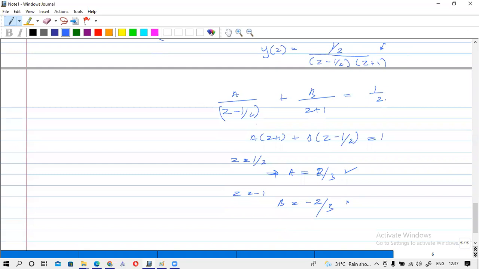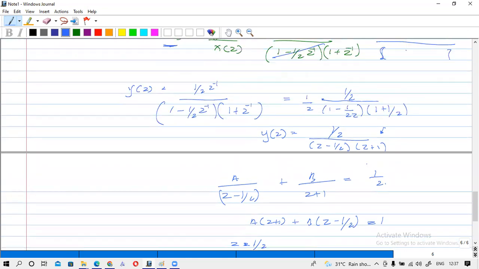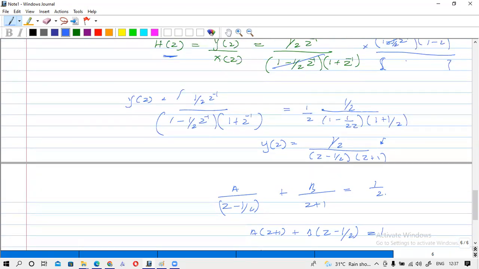Is this okay? Can someone tell me these are okay? Can you do the partial fraction from here? Use this one and try to simplify this up to this level, because we need the positive powers.